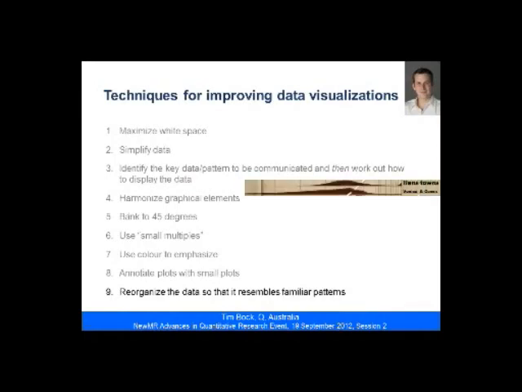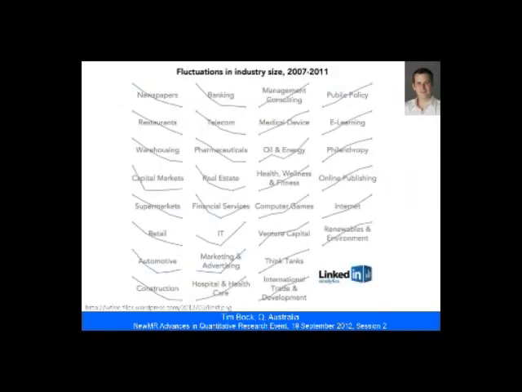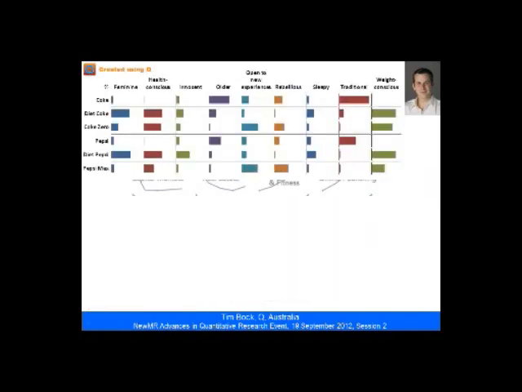And so the 9th technique, and I think the most interesting one, is that we should reorganize data so that it resembles familiar patterns, because by reorganizing data in that way, our brains are able to process it a whole lot easier. Here is another plot. I found this one on the internet. It's a beautiful pattern that's been created, and it makes it really easy to see trends, in this case in industry size. We can see all industries that have declined. We can see that capital markets, which is an elbow, is standing out as having had a particularly precipitous short-term decline.